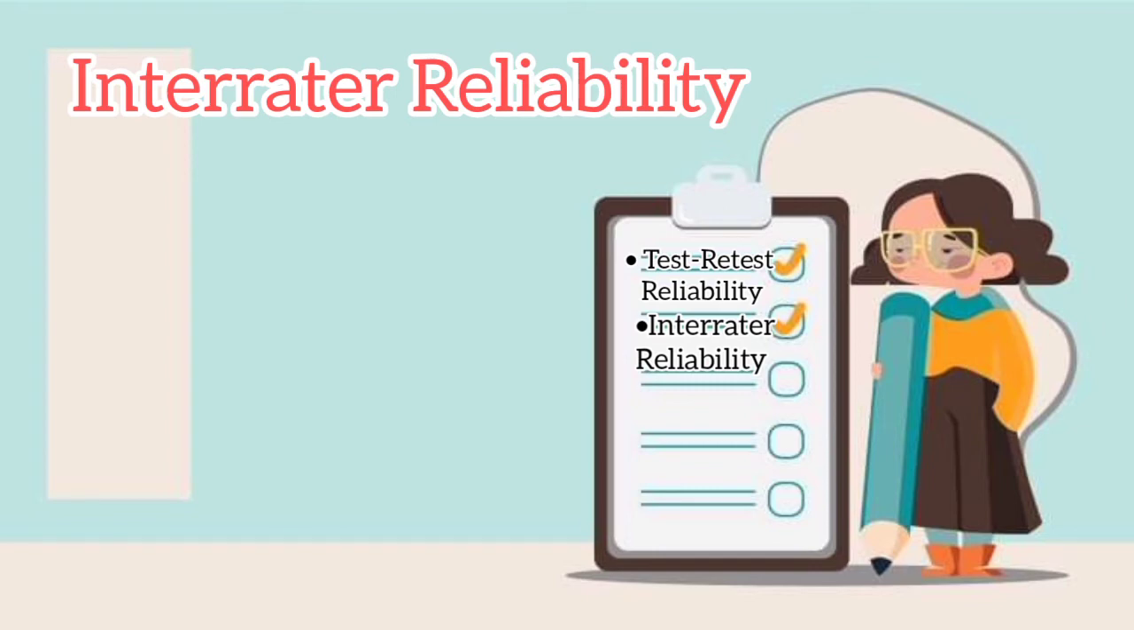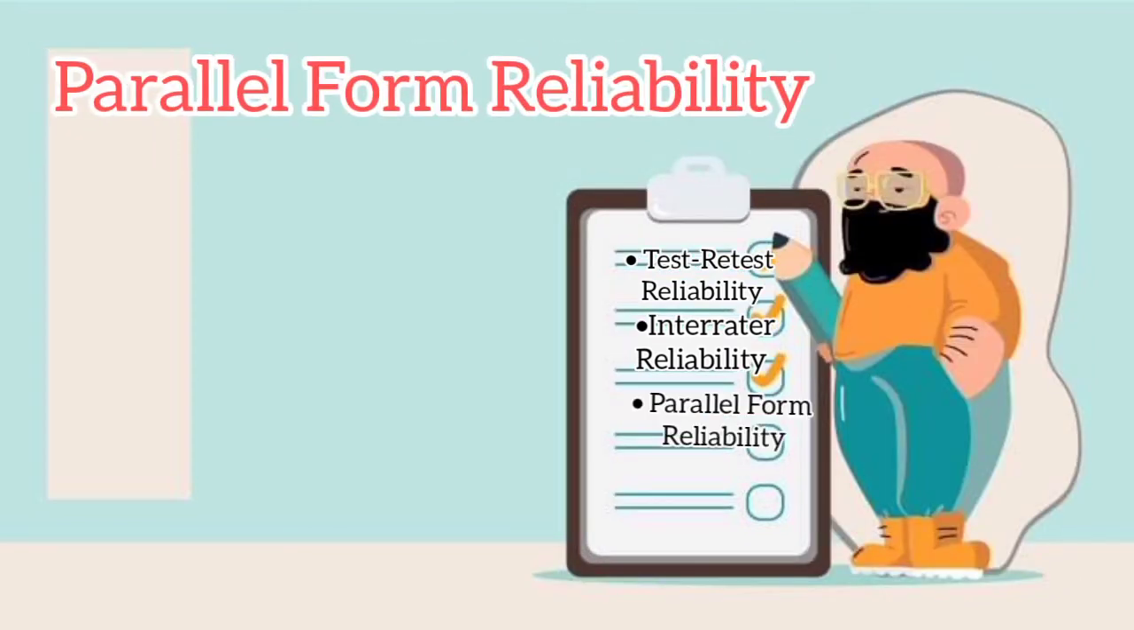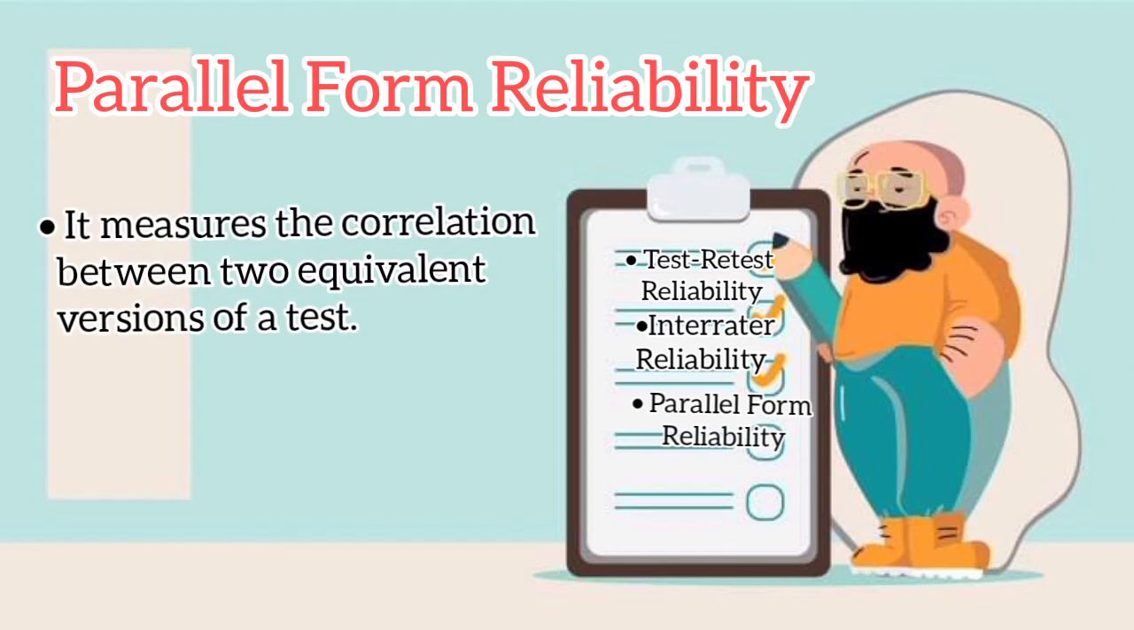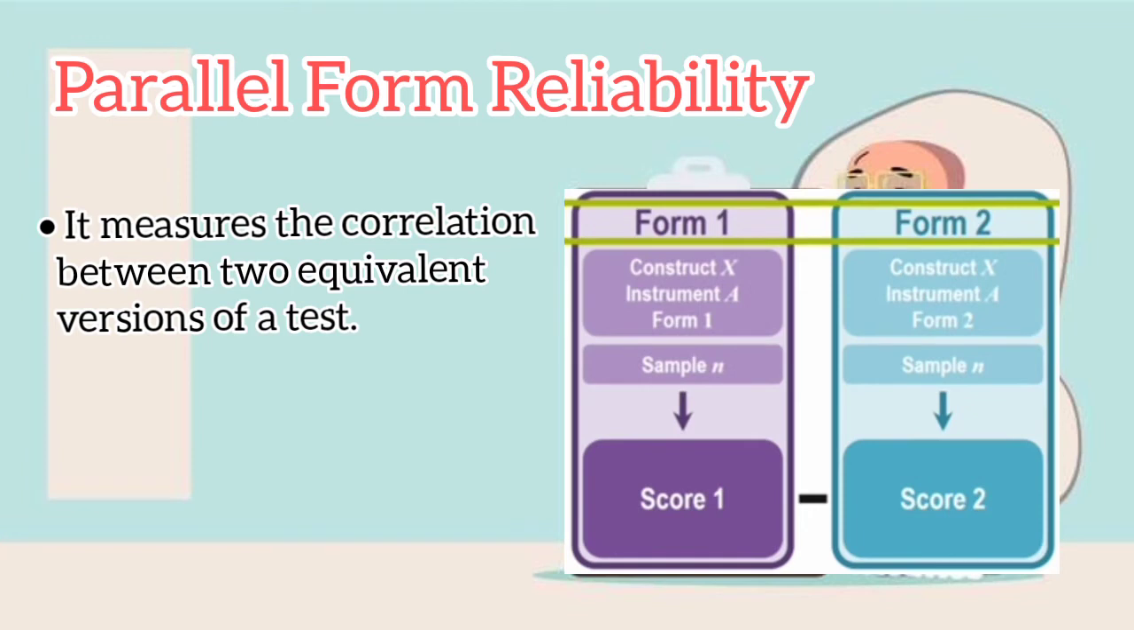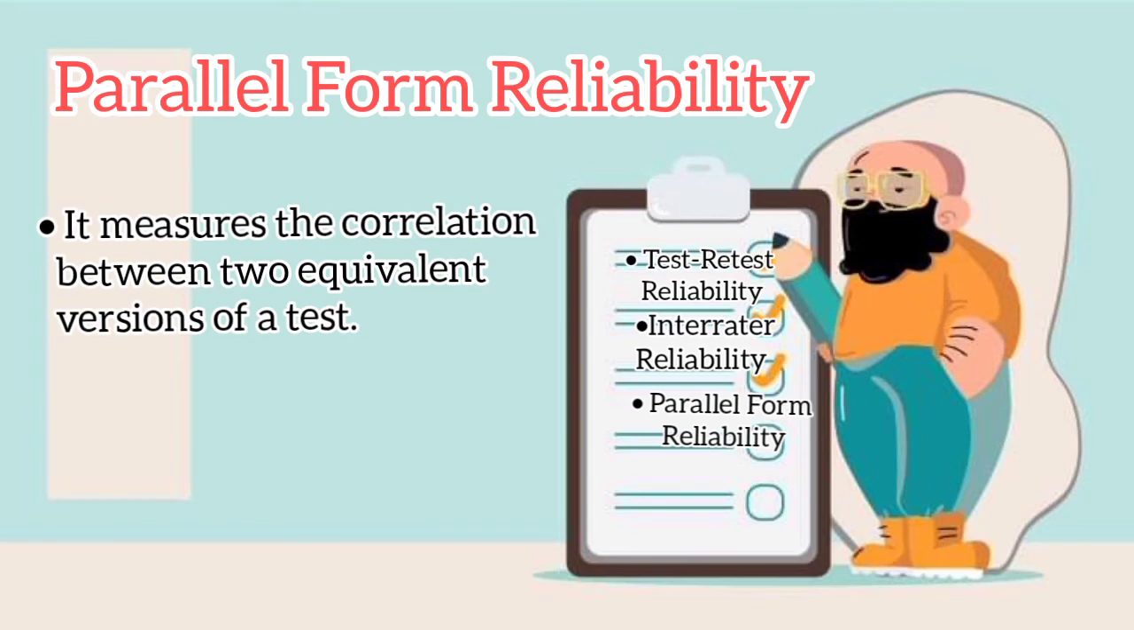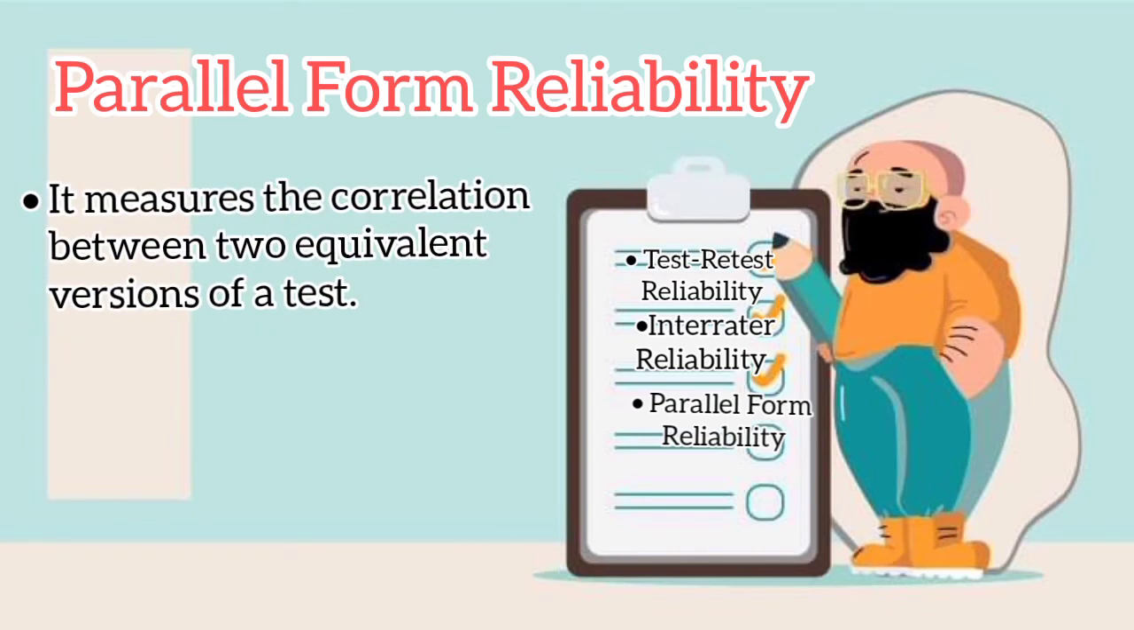The next type of reliability is what we call parallel forms reliability. Parallel forms reliability measures the correlation between two equivalent versions of a test. You use it when you have two different assessment tools or sets of questions designed to measure the same thing. It is important if you want to use multiple different versions of a test, for example, to avoid respondents repeating the same answer from their memory.